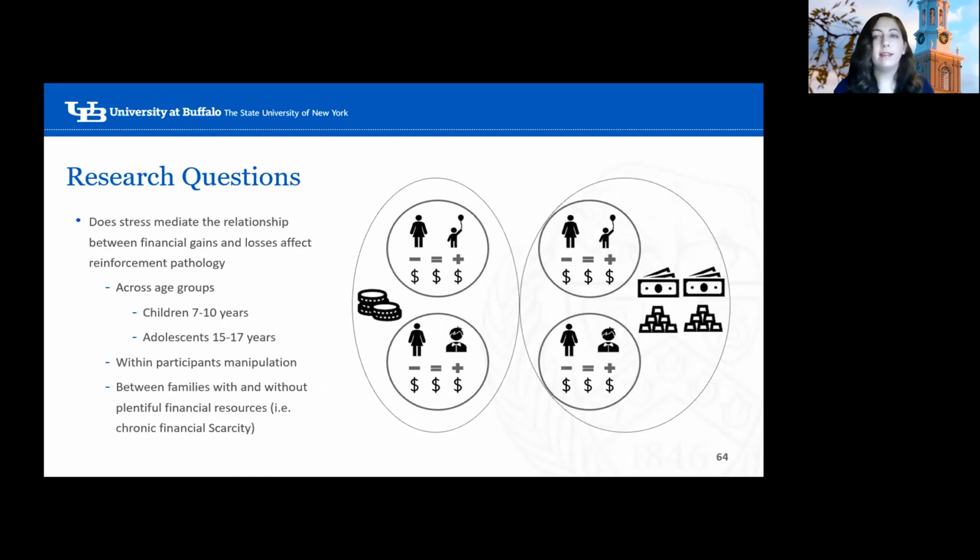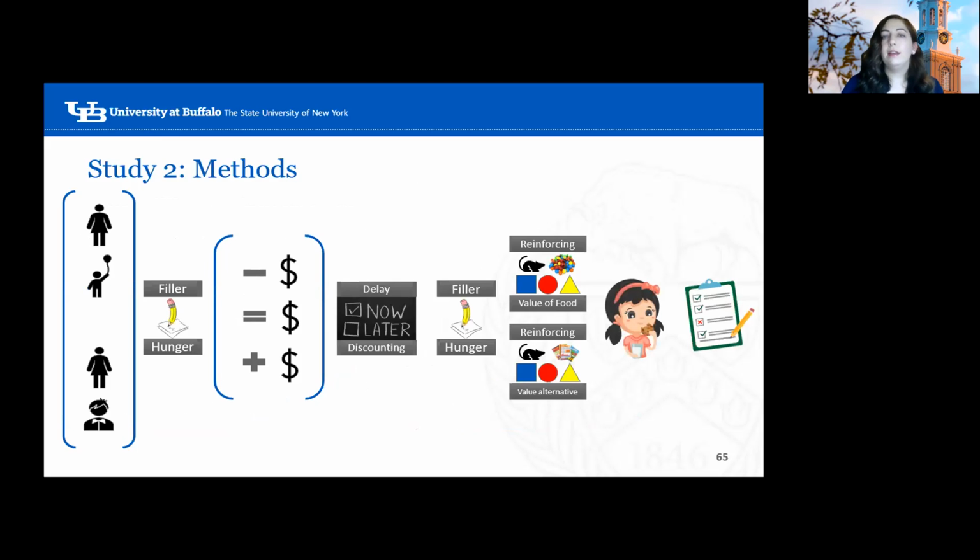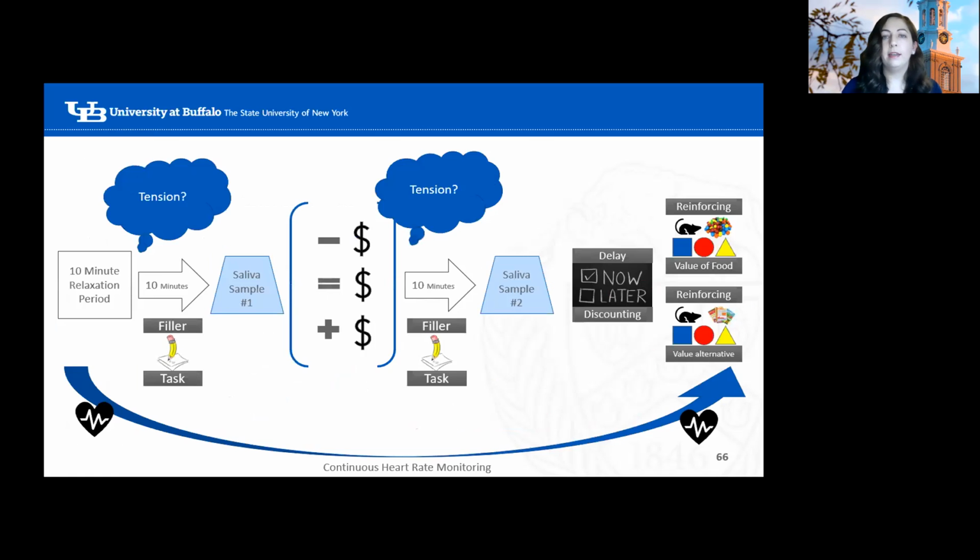Again, as I mentioned, this is the same experiment as the one I just showed you. It's a separate analysis, so it's from the same data set, same sample design. These are the methods that I showed you before, but there's a little bit more that we did. In and around those activities, I wove in measures of stress. So when they came in and ate that granola bar preload, they also completed a 10-minute relaxation period to normalize their heart rates and their cortisol levels.